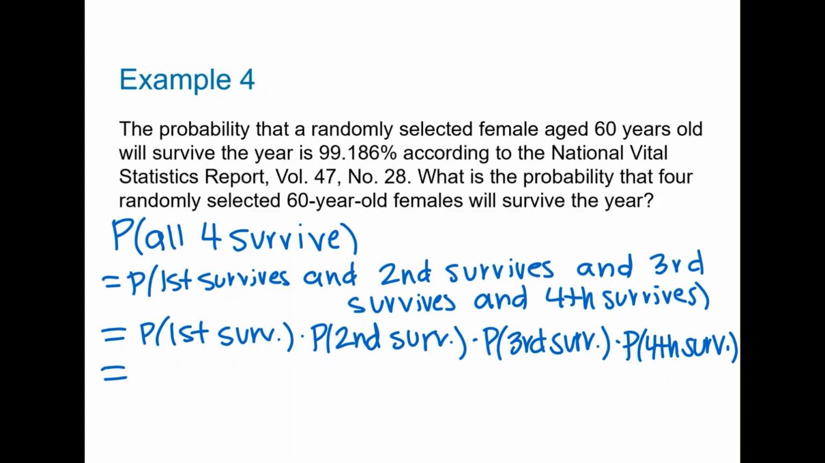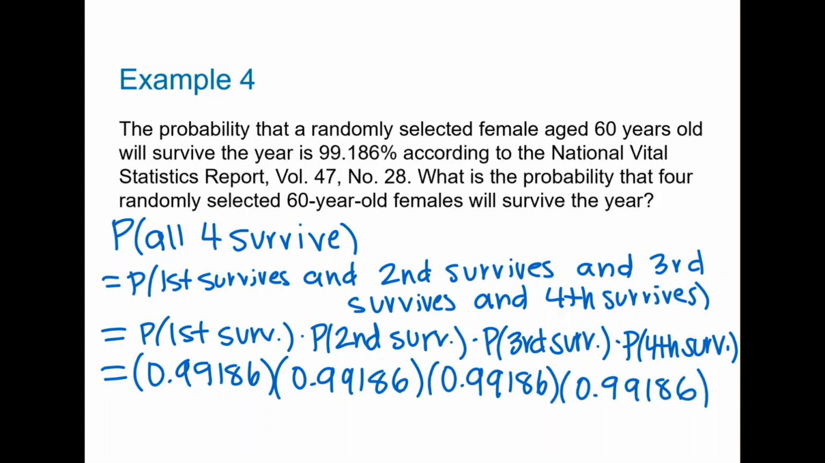The probability that the first survives is 0.99186. Now let's find the probability that the second survives. The probability that the second survives is also 0.99186. The probability that the third and the fourth survive is also 0.99186.